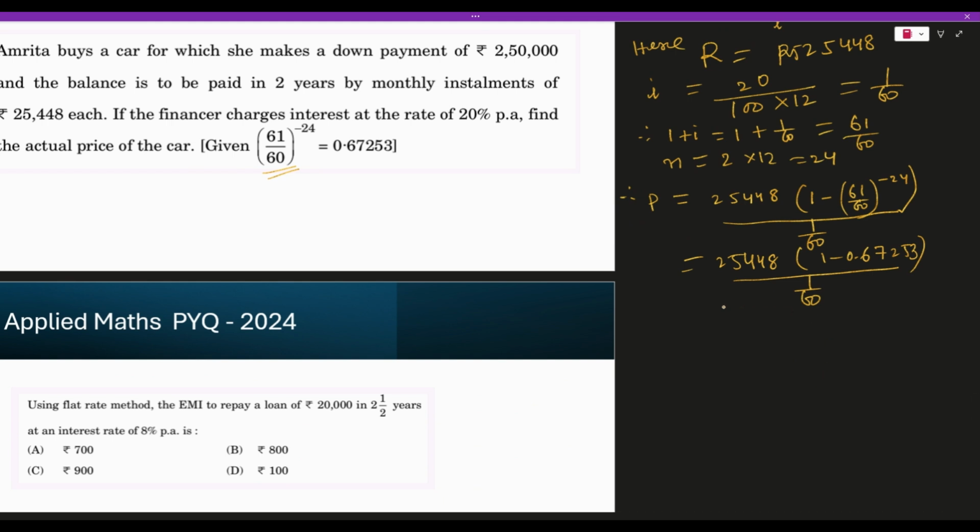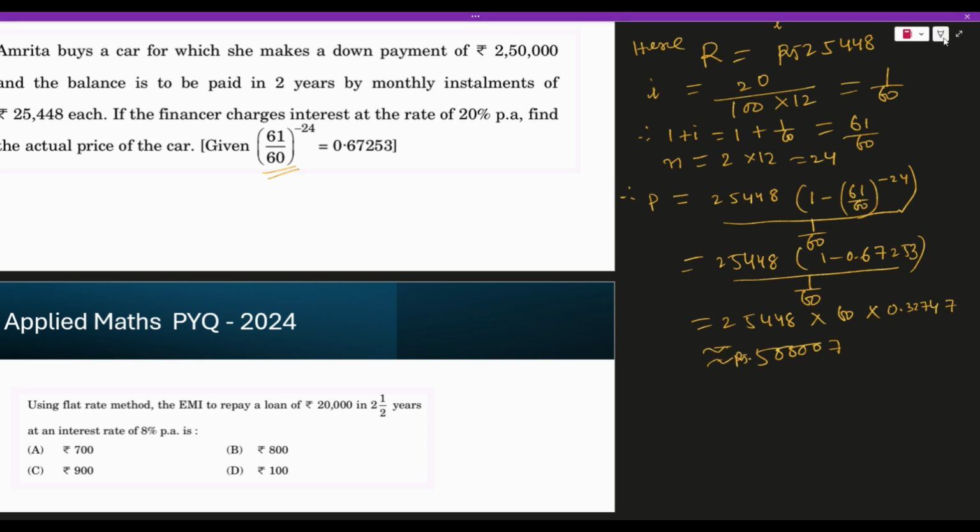This is going to be 25448 into 60, subtract 1 minus this thing. It is going to be that 0.7472 something. Then I multiply here. I found the value here. You must check it. Rupees approximately this thing, approx.